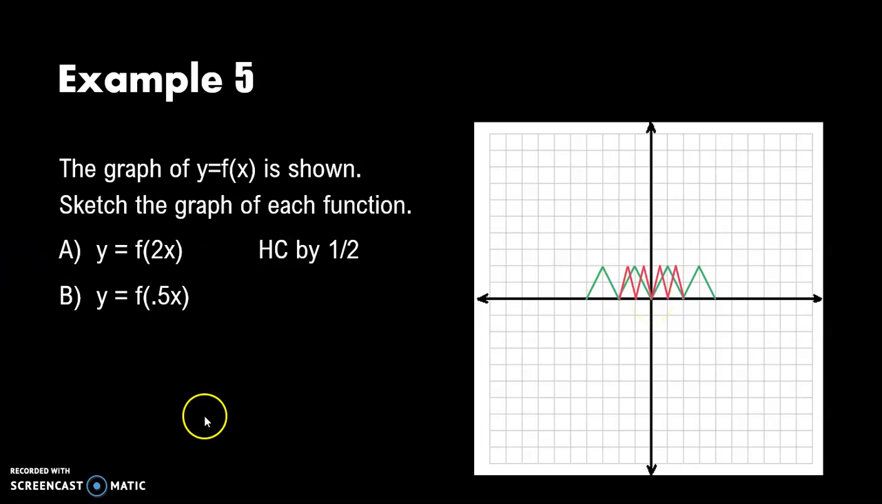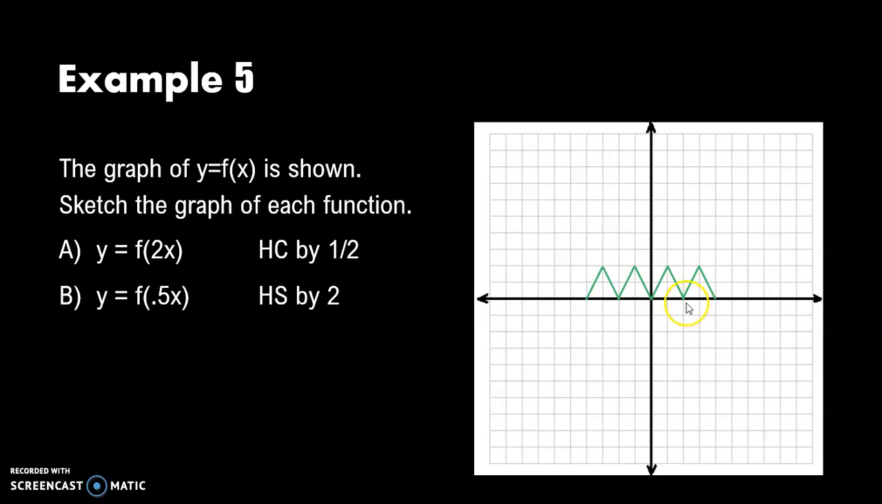Now looking at part B, it says y equals f of 0.5x, or f of 1/2 x. So again, notice this is happening to the variable. It's being multiplied by a number. So that's another horizontal stretch or compression, and you're multiplying by the reciprocal of that factor. The reciprocal of 1/2 is 2. So this is a horizontal stretch by 2.